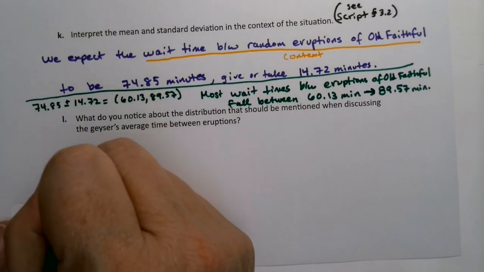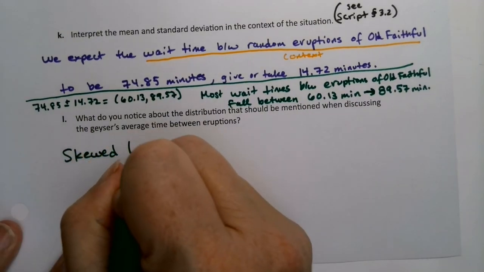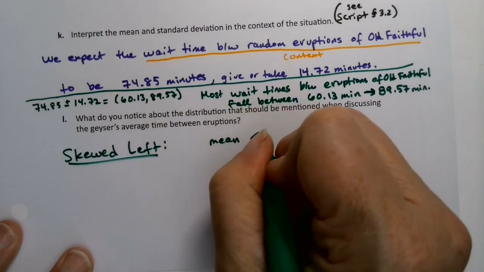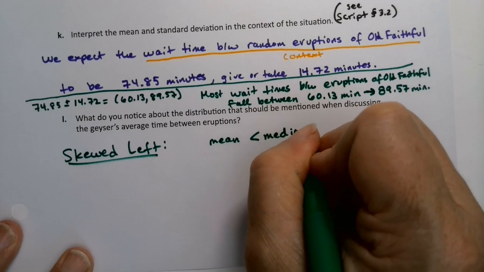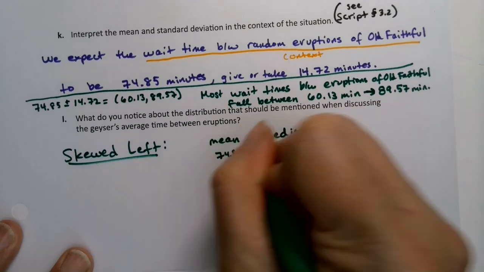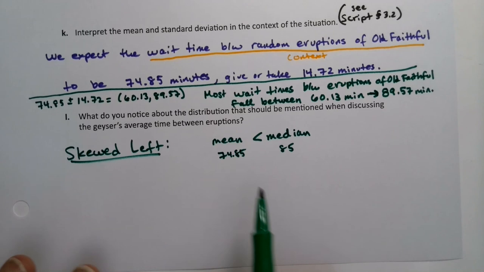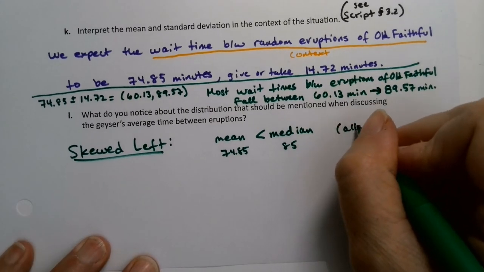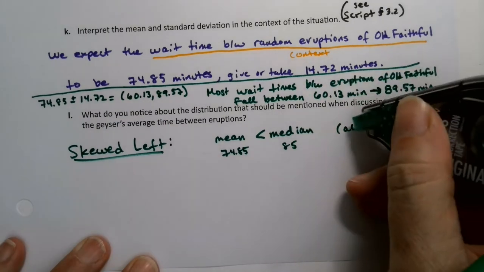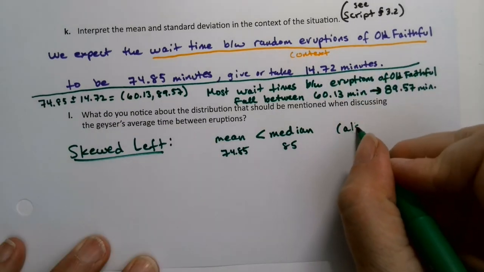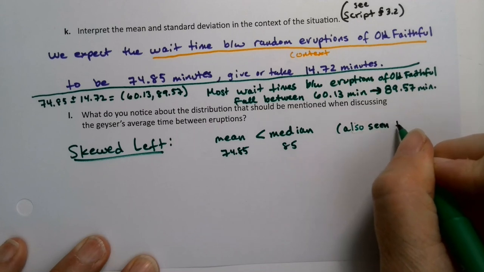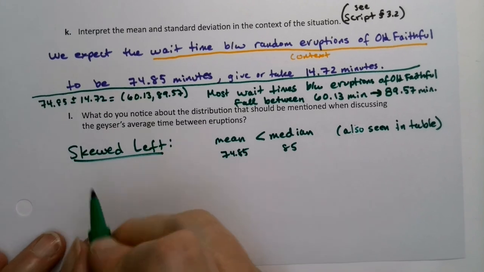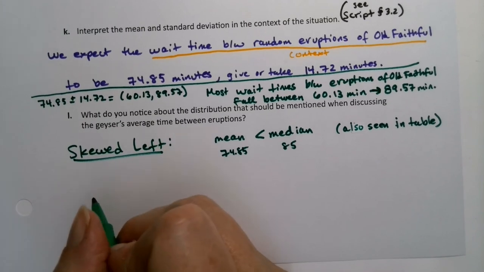So it's skewed left. You can also see that it's skewed left because the mean is less than the median. So there's two things: skewed left, and the mean is less than the median. This was 74.85. This is 85, right? So the mean is significantly less than the median. You can also see it from the table. It's also a little bit bimodal.